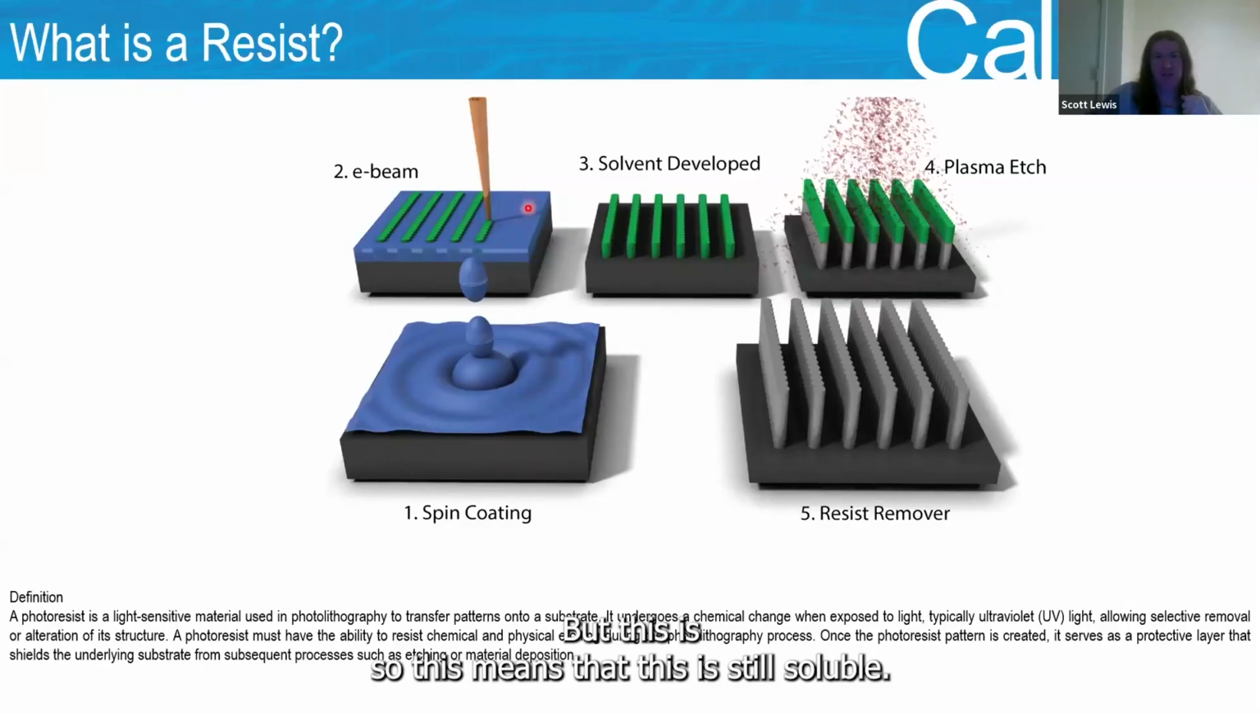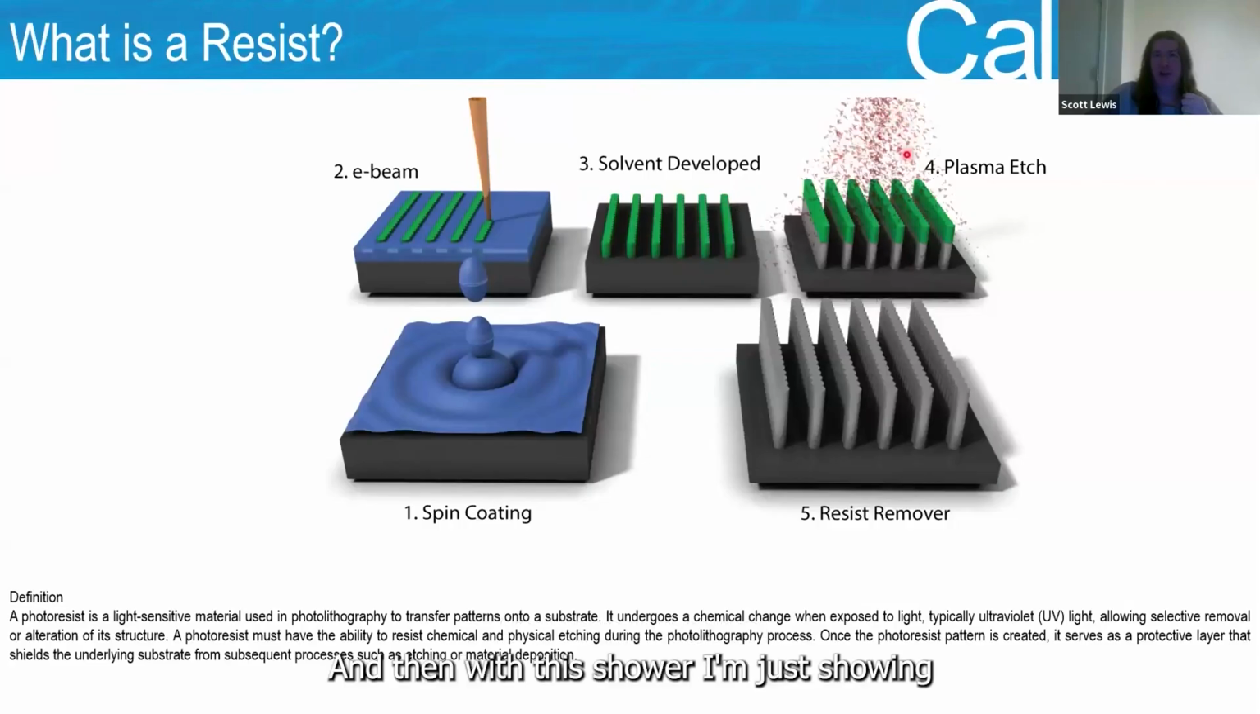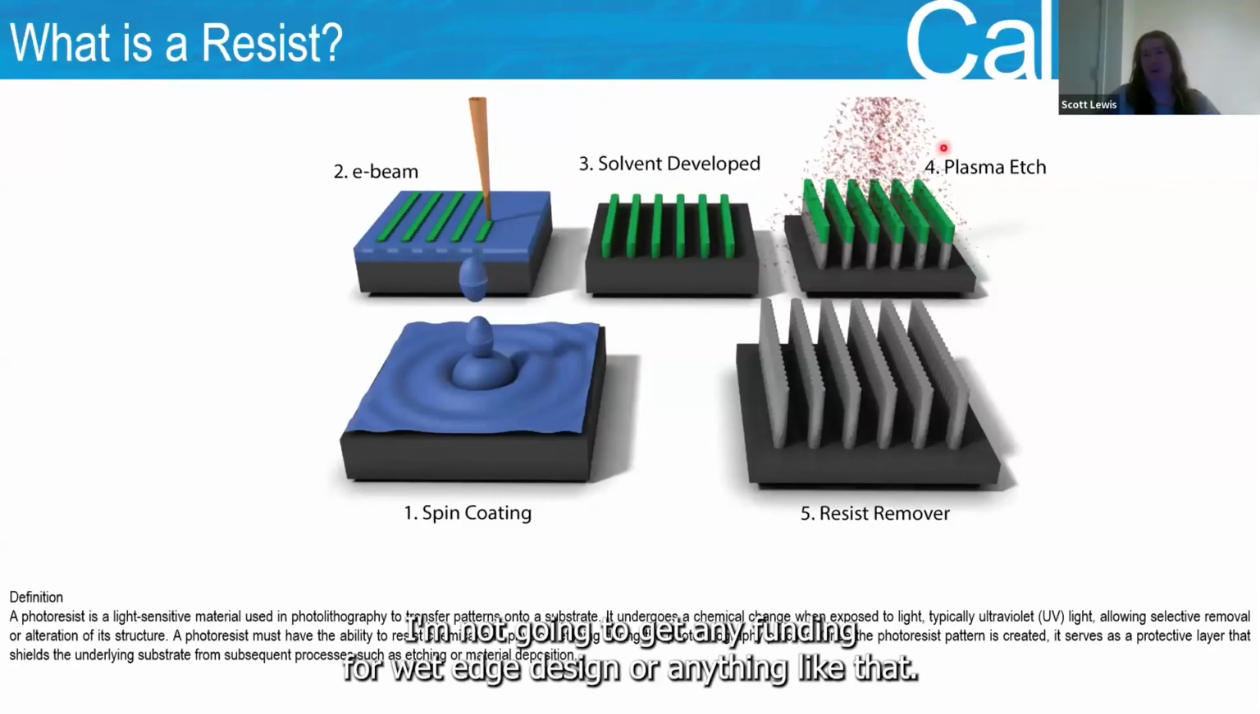So this means that this is still soluble. So this is what we call a negative tone I'm showing here. So this is all soluble in the solvent, and then we reveal this pattern behind. Okay, and then with this shower, I'm just showing not a wet etch, but a dry etch. So in my research, I'm not going to get any funding for wet etch design or anything like that.